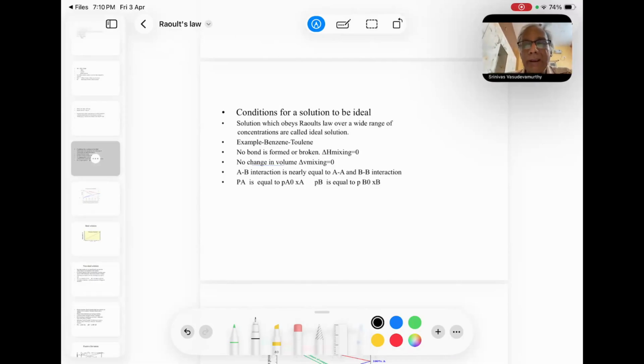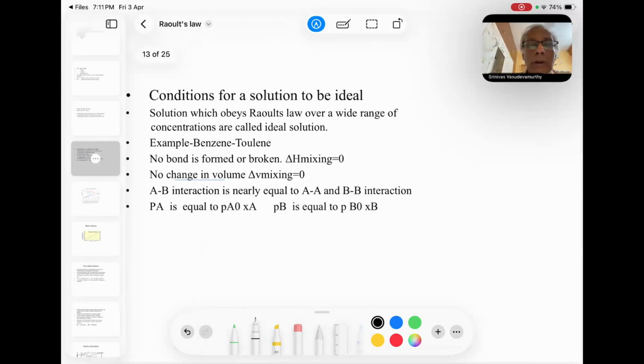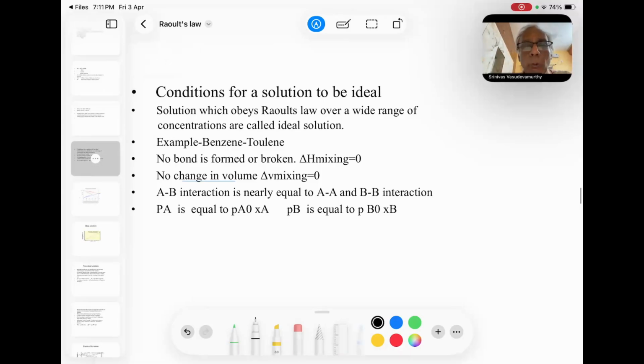One is called an ideal solution, the other is known as a non-ideal solution. Right. Ideal solution: a solution which obeys Raoult's law over a wide range of concentration is called an ideal solution. Of course, these two solvents should be non-reacting.